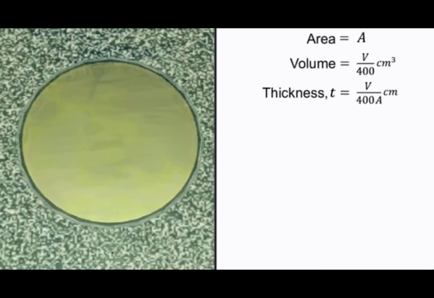Now that we have the area and volume of the thin circular film, we can get its thickness, T, as the ratio of volume to area. T is equal to V/400A centimeter. If we assume that the film is monomolecular, as the concentration is very low, the thickness of film becomes the size of a molecule of oleic acid.